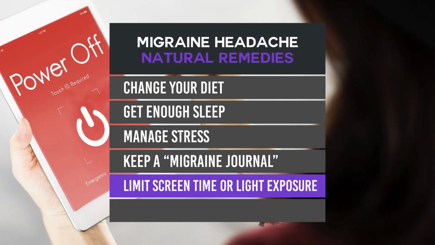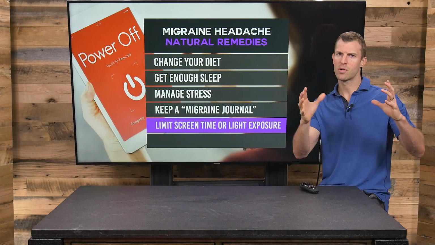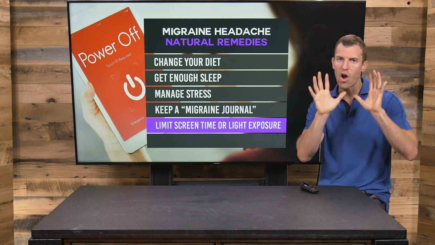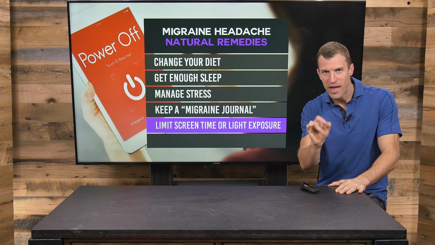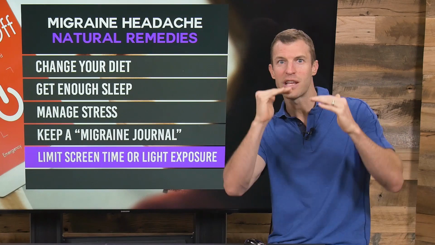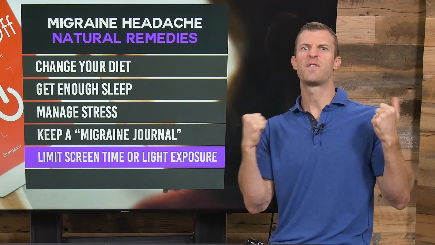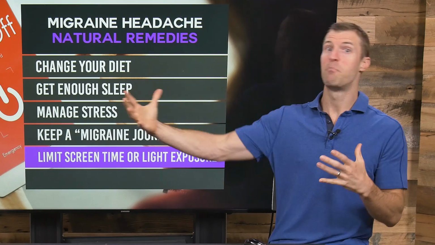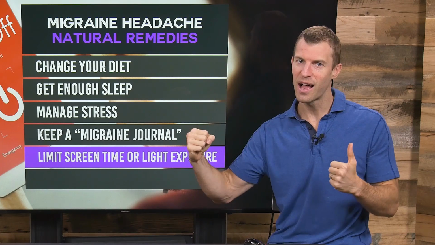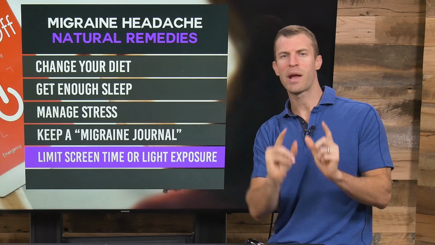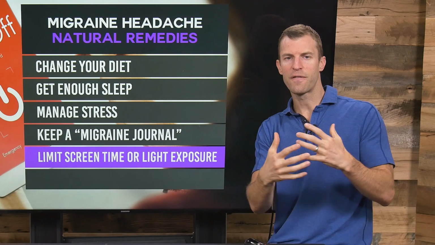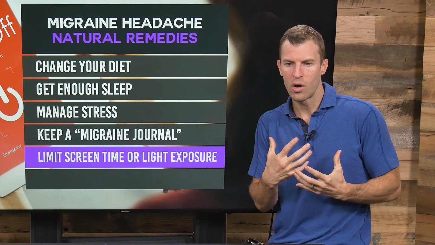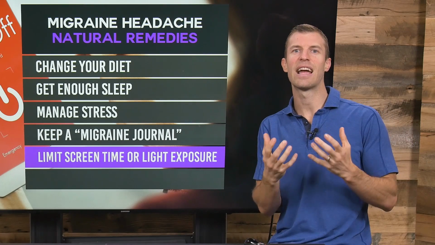Number 5, limit screen time or light exposure. Now, if you're at your computer all the time, those blue lights, remember, it's all about your sympathetic nerve system. We have this balance in our body. Your sympathetic nerve system is lifting weights, it's running, it's, hey, a bear is chasing you, you're fighting or flying. A lot of us live in that state. Your parasympathetic nerve system, your blood flow isn't external, it's internal, your energy to where your body is digesting food.